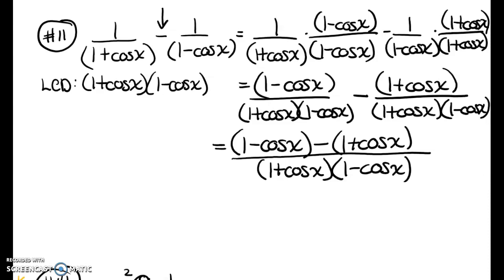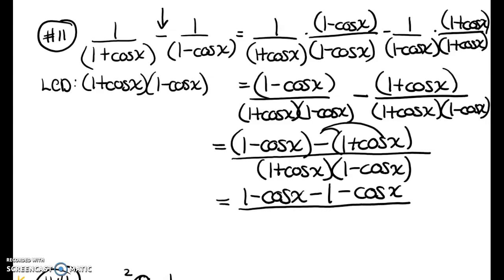All right, so now I'm going to distribute this negative sign, and I get 1 minus the cosine of x minus 1 minus the cosine of x. And I'm actually going to multiply out this denominator here. Okay, so if you remember, a plus b times a minus b equals a squared minus b squared. That's back from chapter 5. So that's what we have here.